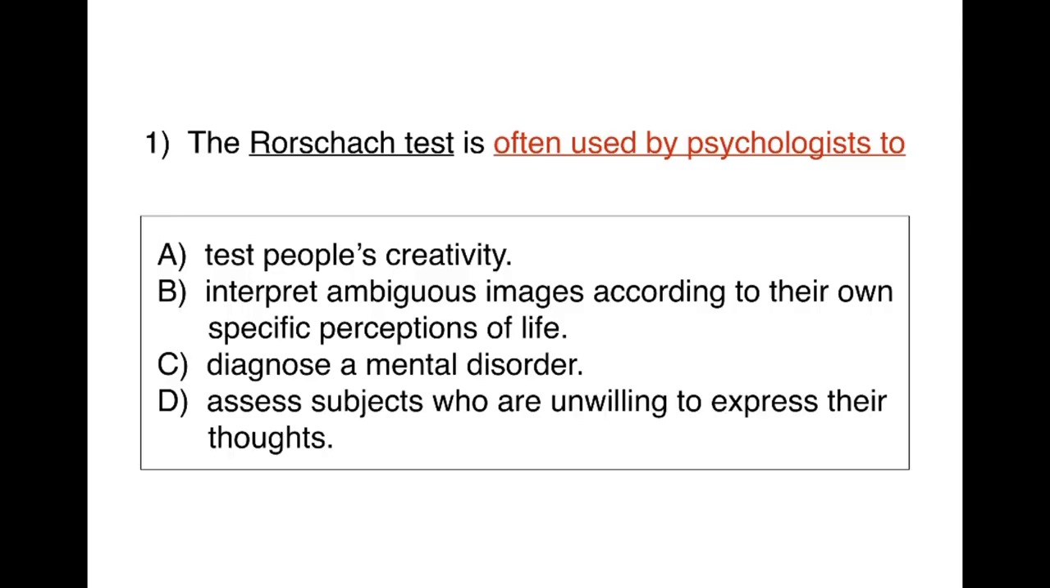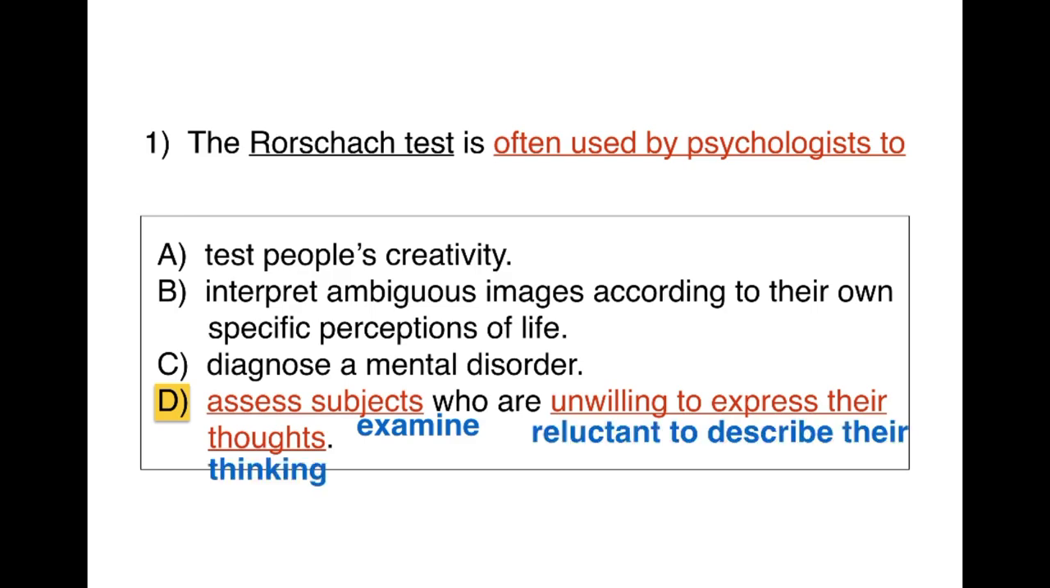No. Diagnose a mental disorder? No. Assess subjects who are unwilling to express their thoughts? Yes, that's going to be the answer, because the passage that we just read said, examine people, assess subjects who are unwilling to express their thoughts. The passage said, reluctant to describe their thinking. Very clear keywords: unwilling, reluctant, express thoughts, describe their thinking. Very typical IELTS reading keywords. So that means we can be 100% sure that D is the best answer.